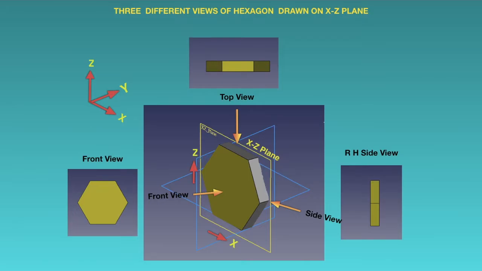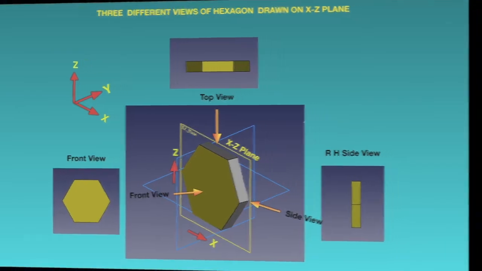Of course, the right hand side view this time is different because the pad is lying on a vertical plane, and when we are looking from the right hand side of it, it would be a rectangle placed vertically, as you can see from the right hand side view.